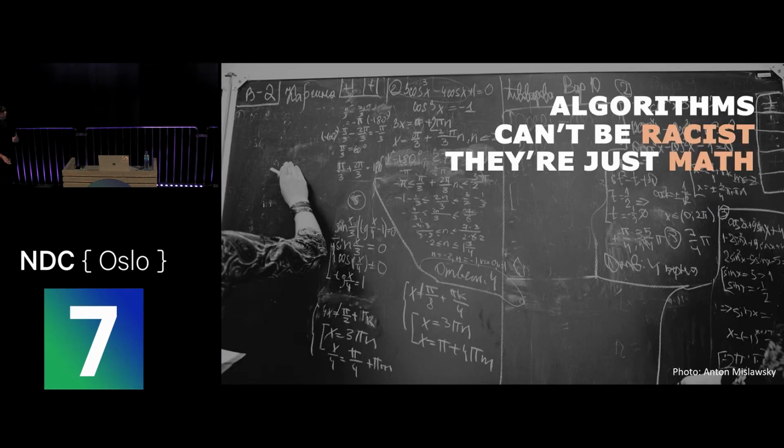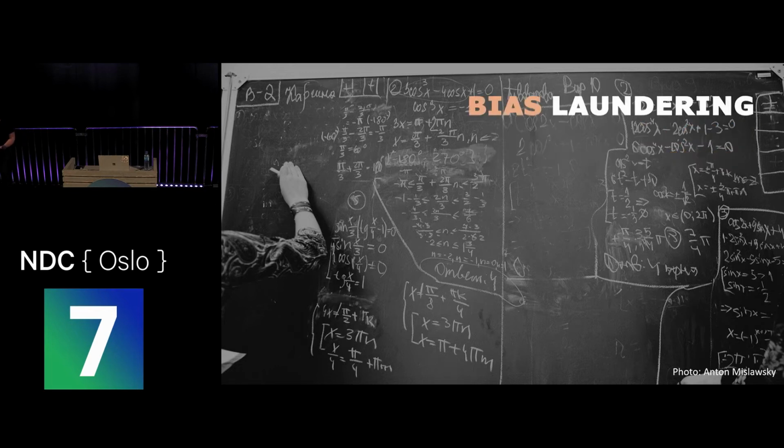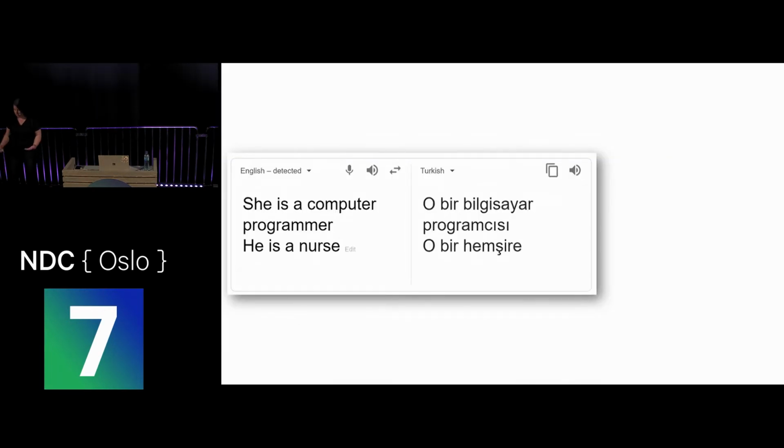But for now, saying algorithms can't be racist because they're just math is just sort of bias laundering, taking it to an algorithm to say that you no longer have bias. And this is not only in vision, but for example also in text. Again, this happens in systems that we all depend on, that we're all using downstream in all our applications. If you go into Google, and this will happen today if you do this, and you type in, she is a computer programmer and he is a nurse, and then you translate it to Turkish, which is a gender-neutral language, which means that we don't have he's or she's in here. Instead, we have the O.